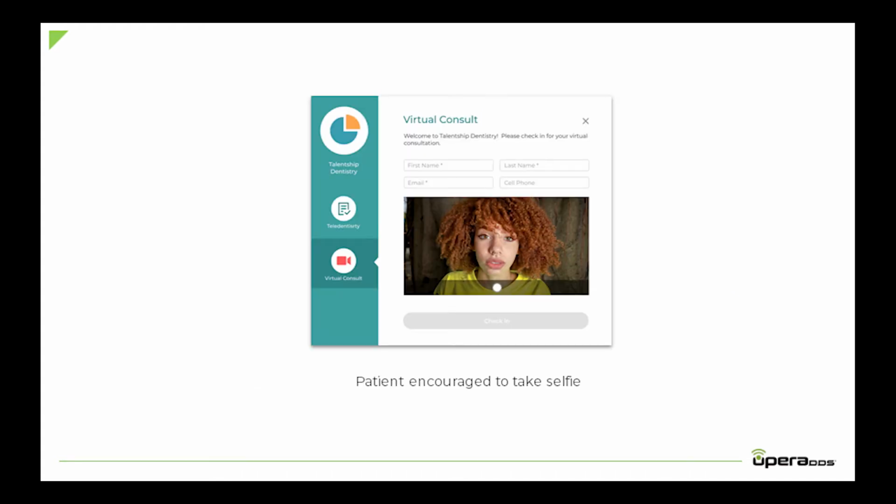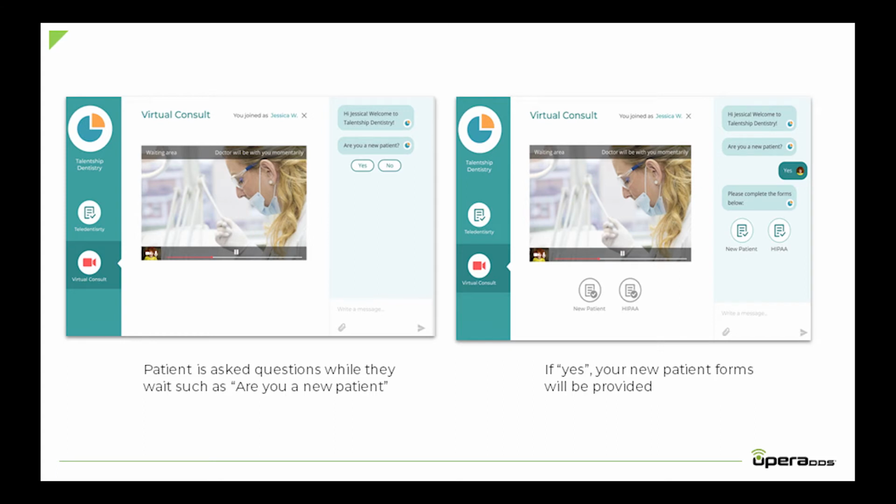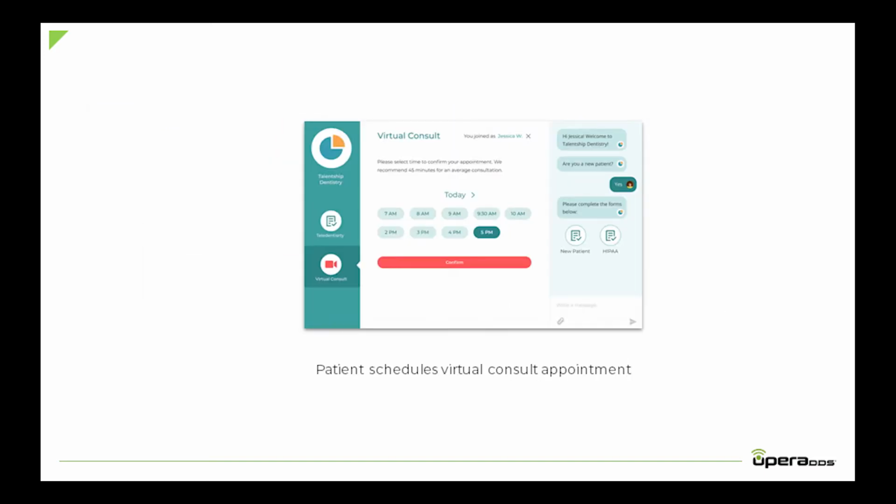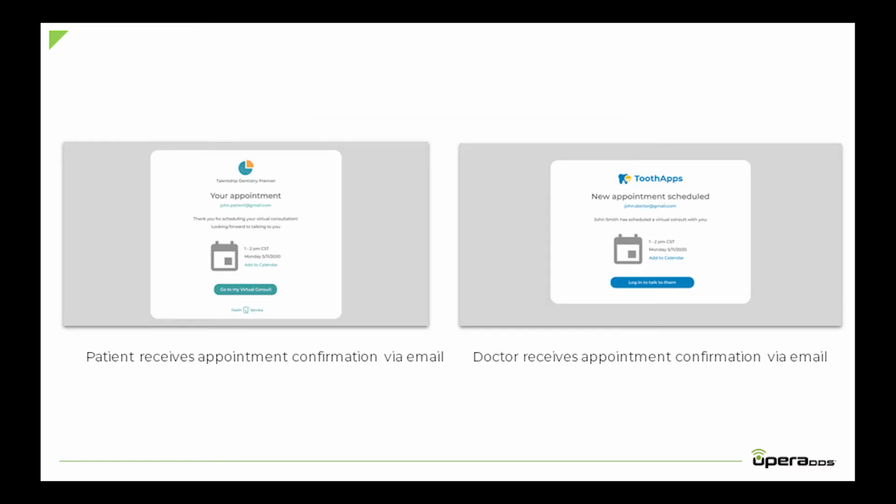By selecting this option, patients are guided to your virtual waiting room, where they will fill their information, answer basic questions that are automatically asked by the widget, such as, "Are you a new patient?" And if yes, be asked to fill out their new patient forms. The patient then accepts to join the virtual consult when the doctor is ready, or if they don't want to wait, they can schedule a virtual appointment. When scheduling an appointment, both the patient and the doctor are notified.